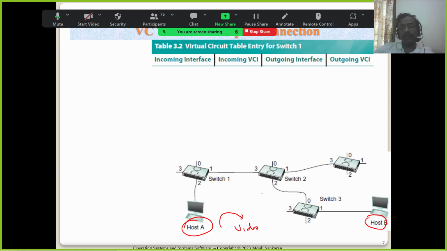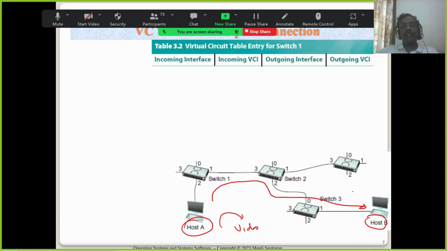Now suppose I have multiple paths to reach host B. Here I am showing only one path for simplicity's sake, but normally no network will have only a single path from one host to another host. If it is spread across the entire continent or country or campus, there will be multiple paths. But what I am trying to say is, I want a fixed path, and all the packets that I am sending should pass through these switches. Okay, and they should take this path.